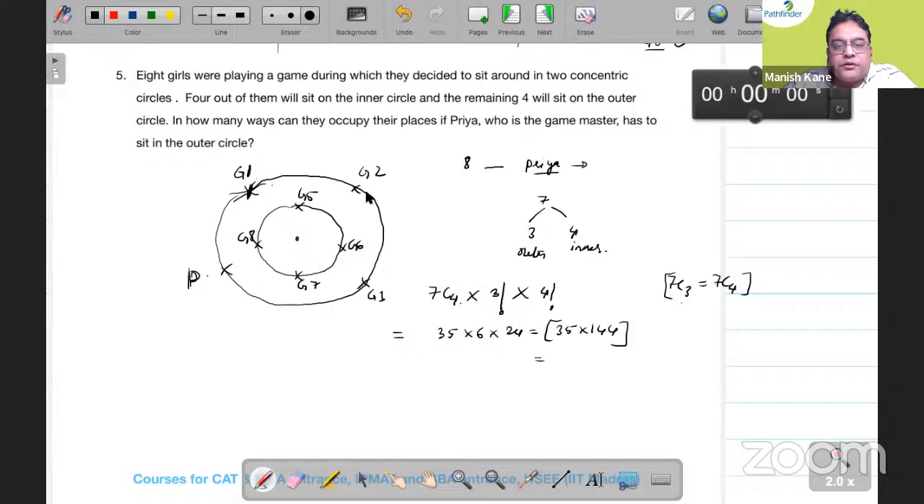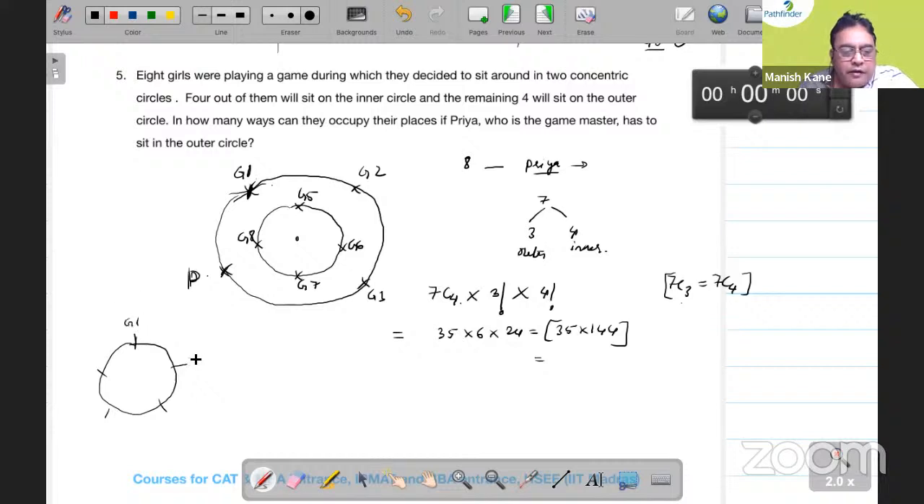Have you understood this? So why would it be factorial 4? Yeah, I knew that question would come up. See, what happens is, we have already made a reference in the outer circle. Why do we subtract 1 when we normally arrange around a circle? Why do we subtract 1?